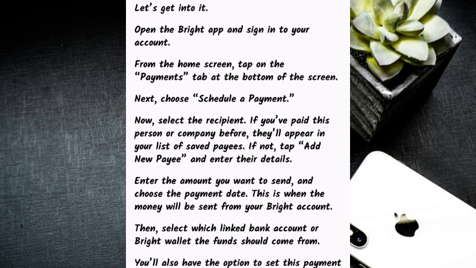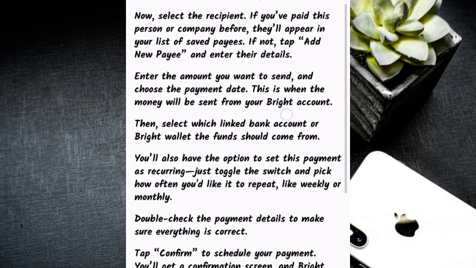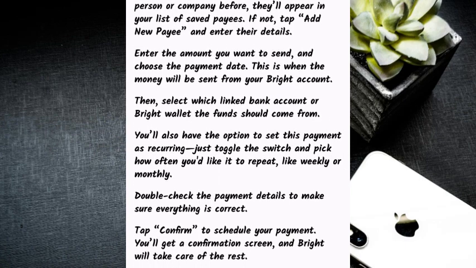Then you're going to select which linked bank accounts or Bright wallets the funds should come from. You're going to select which one, and then you're also going to have the option to set this payment as recurring. So just toggle the switch and pick how often you would like to repeat it. Could be weekly or monthly.